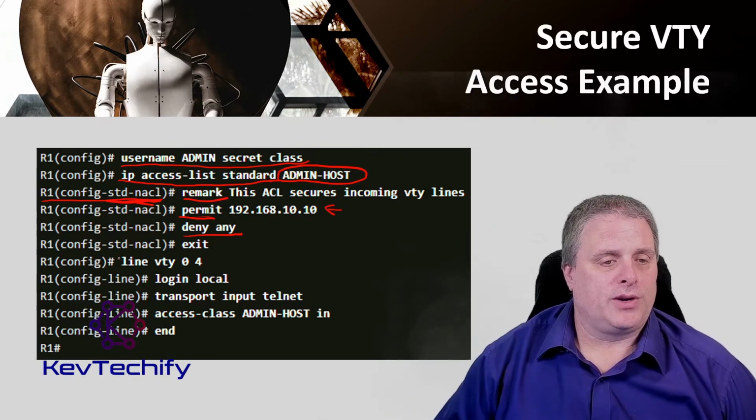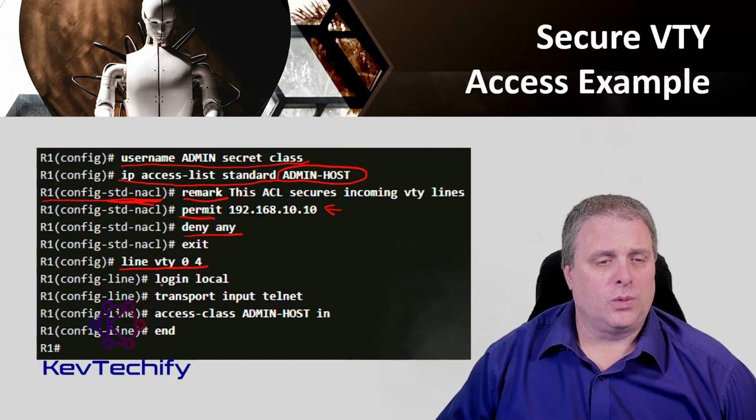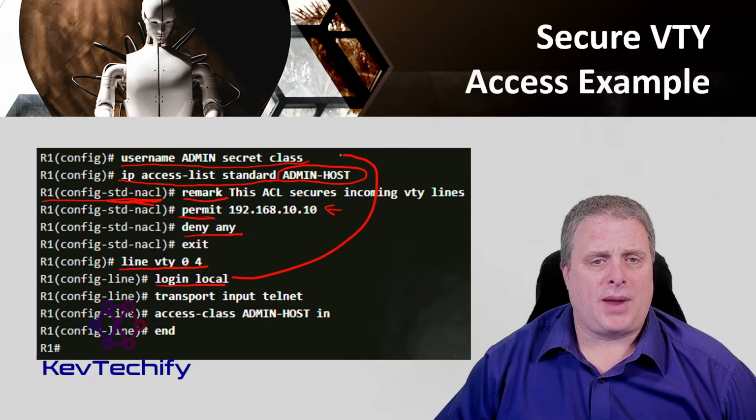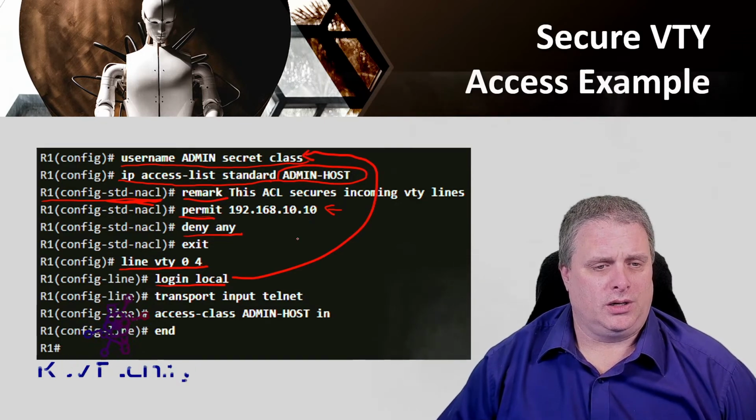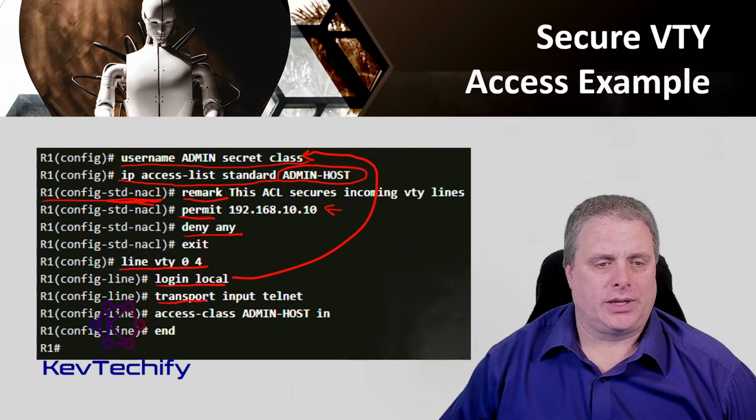So from global configuration mode, we do a line VTY 0 to 4. We're going to say login local. That's going to use the username and password you created up here earlier. We're going to change our transport to Telnet.